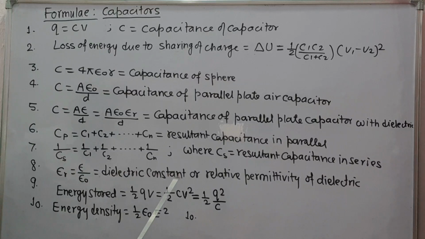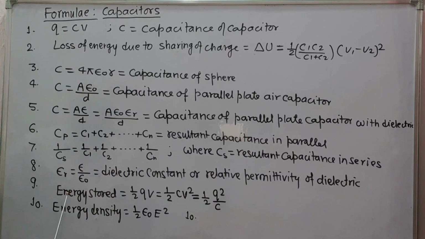Dielectric constant or relative permittivity of dielectric medium is given by relation epsilon R is equal to epsilon upon epsilon naught, where epsilon is the permittivity of dielectric and epsilon naught is the permittivity of air or vacuum.